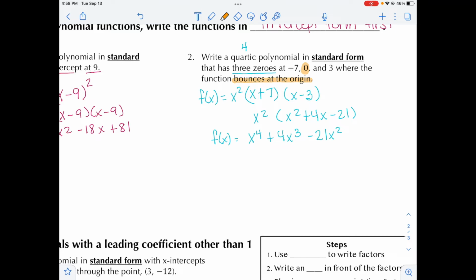So here I have my at the origin, so that's when it's 0. It's bouncing, so that's squared. And then x minus 7 will be plus 7, and then minus 3. We're going to go ahead and multiply them out, distribute out, and then what we get, our final answer, is here.